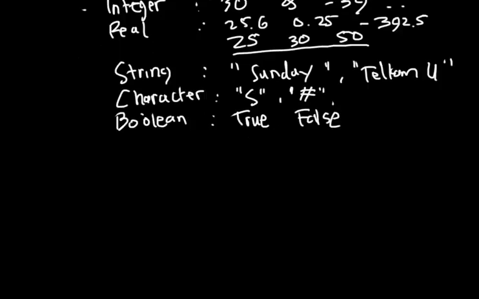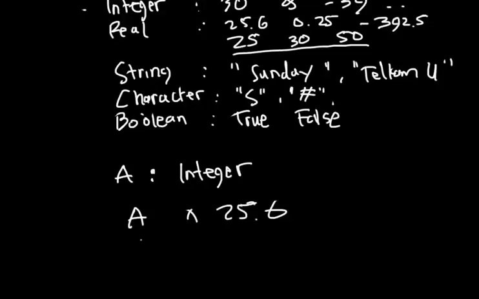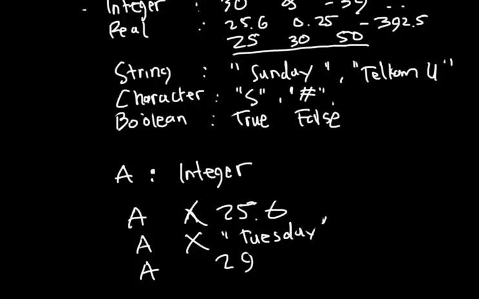So, if we have, let's say, a variable a, and you specify the data type as integer, then this a cannot store a value of 25.6, for example, or Tuesday. But it can store a value of 29, 35, and yeah, the other integer numbers.